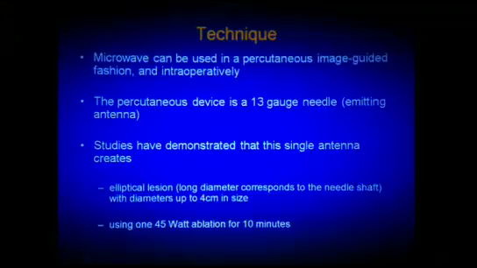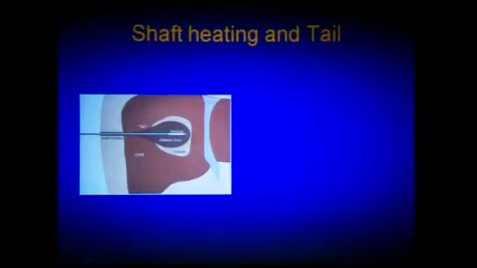What do we use? A 13-gauge needle. Place it inside the lesion of interest. This particular case is percutaneously placed within the liver, creating an oblong shape. It sometimes can form a tail. We try to eliminate that by having saline injected through or pushed through this to prevent charring.